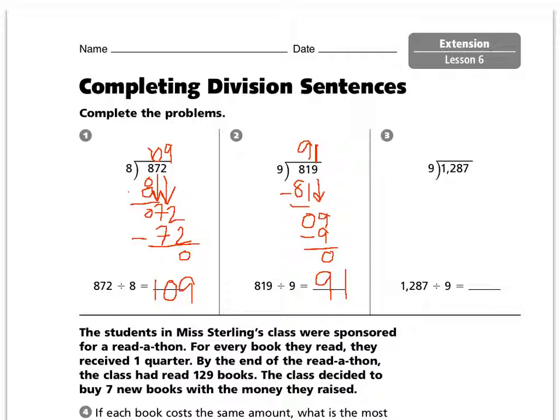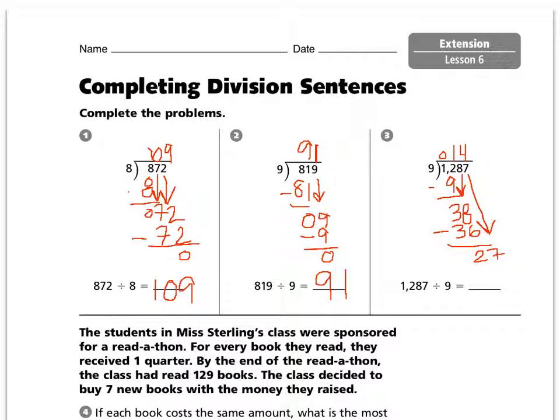9 goes into 1 0 times, into 12 1 time. So 9 times 1 is 9. Subtract 12 minus 9, which is going to equal 3. Bring down the 8. 9 goes into 38 4 times. 4 times 9 is 36. Subtract, you get 2. Bring down the 7.